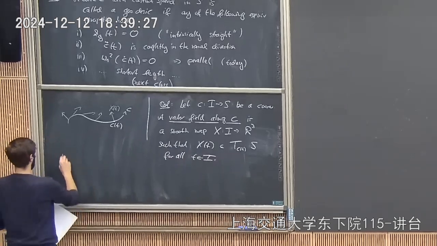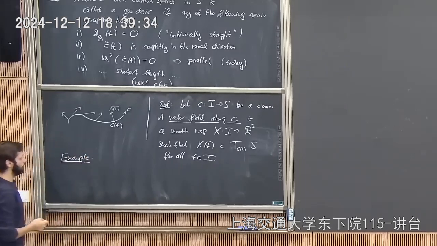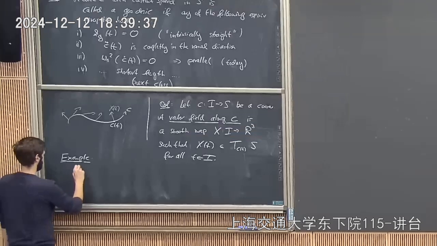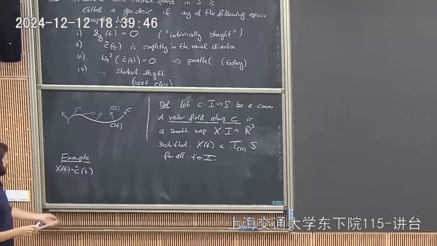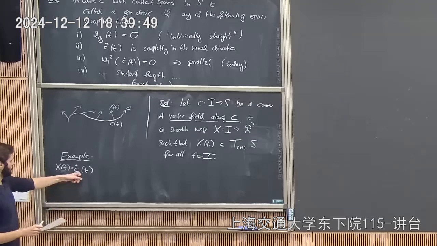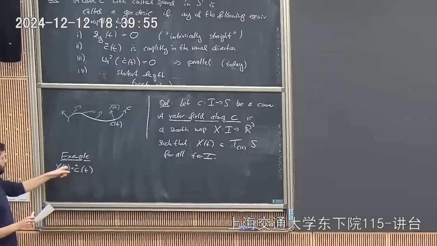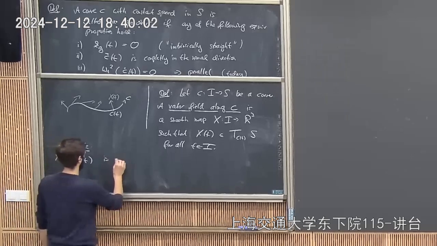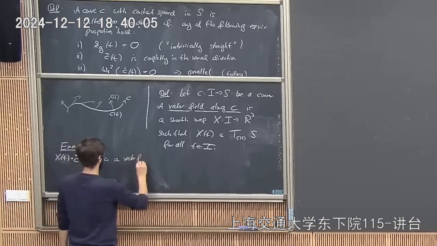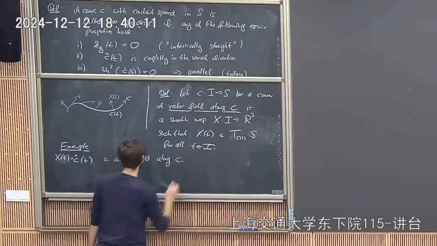So the example here that is also the most interesting one for us is where we just take the first derivative of C. That gives us a vector, and because the curve was restricted to be in S, the derivative is a tangent vector, and that one has to be tangent to S. So this one is a vector field along the curve C itself.